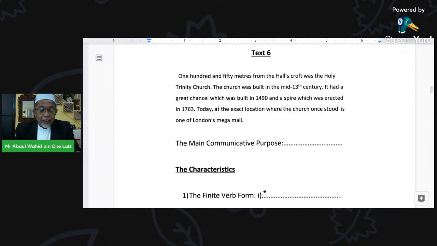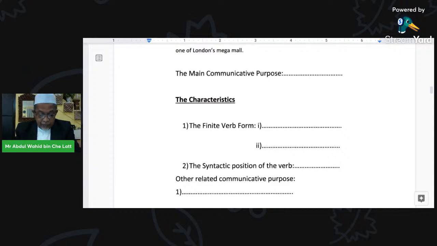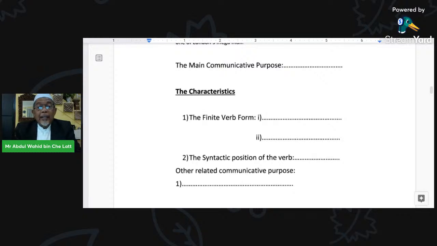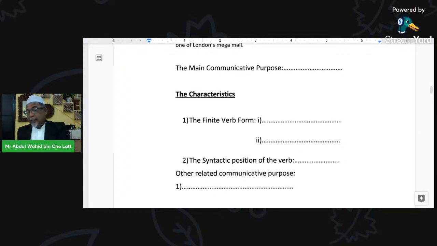Okay, the characteristics: the finite verb form is simple past tense, in brackets stative, because they are stative verbs used to describe something that does not exist anymore. The syntactic position of the verb is located after the subject. Right, to reinforce the above concept and prove that the criteria communicates a narrative description, let us look at Appendix 6.